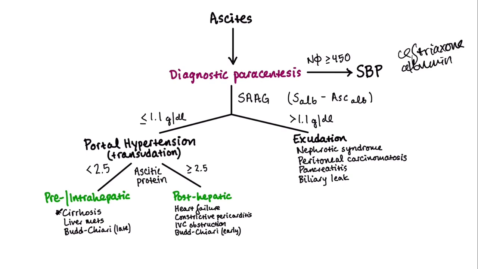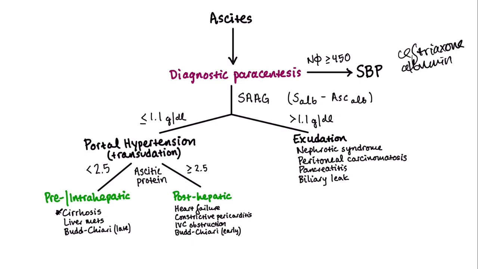If it's 2.5 or more, what you're likely dealing with here is a cardiac origin. So it could be congestive heart failure, it could be constrictive pericarditis, it could be an IVC obstruction, or it could be Budd-Chiari. The next thing that I would do if I was thinking of a post-hepatic etiology would be to get an echocardiogram.